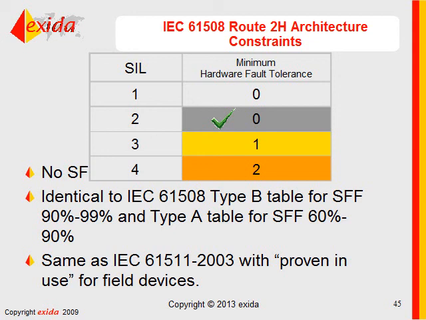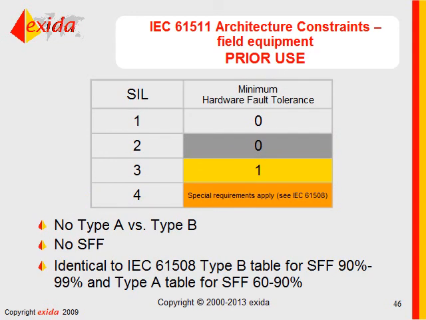That's a good idea if it reduces the false trip rate and does not impact safety. One of the reasons I'm pretty comfortable with it, and many of us here at exida are, is because it's really exactly the same as the 61511 tables in 2003, where if you had prior use justification, you could use the same table for SIL 1, 2, and 3.